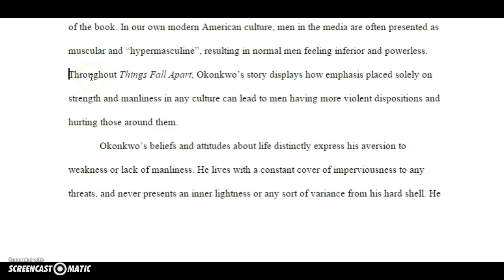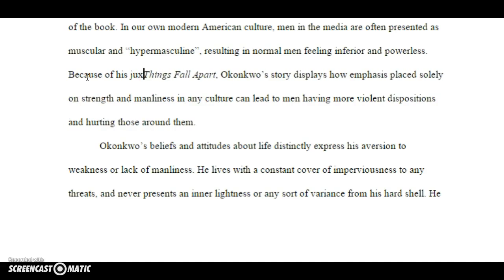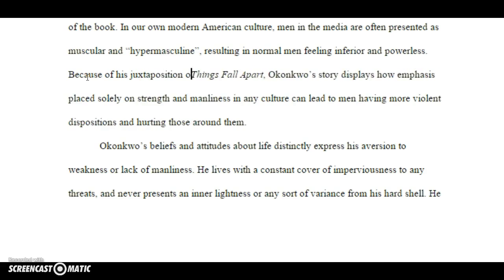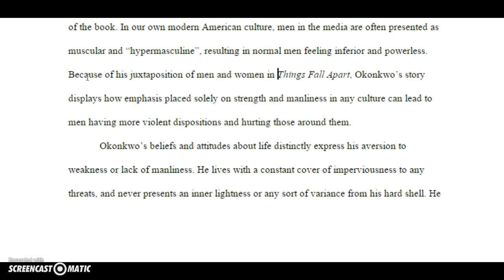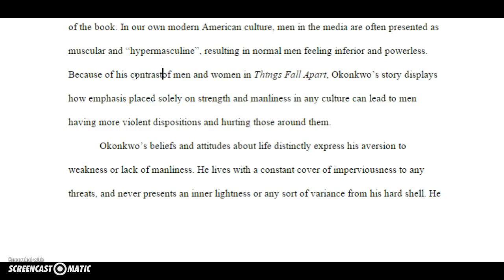Well, it's tough for us to know since we haven't read the rest of the paper, but suppose the rest of the paper deals with how Achebe contrasts men and women in his book. Would this make for a better introductory set of words? Because of his juxtaposition of men and women in Things Fall Apart. I think so. And if you're not familiar with this word, you could just say contrast.